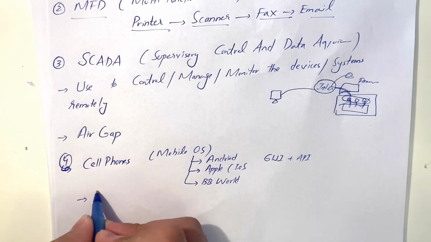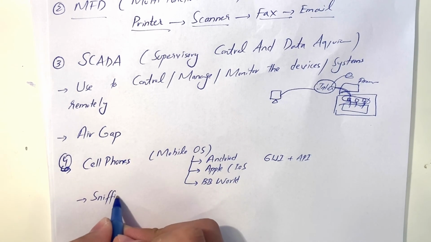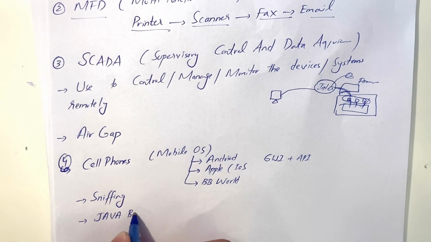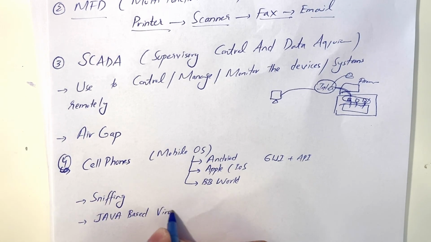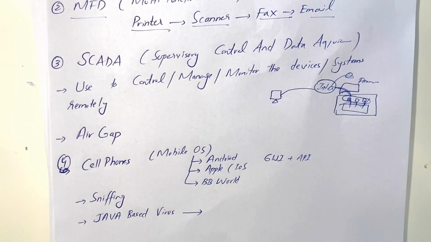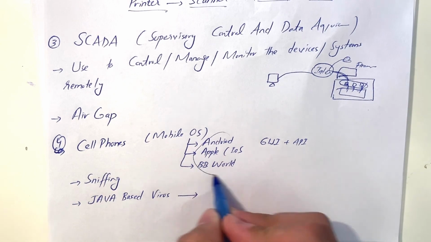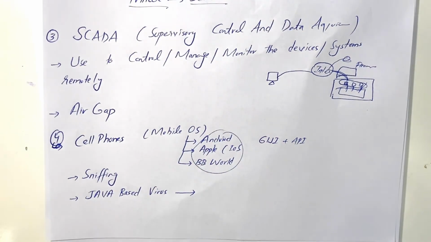The biggest problem of cell phones is sniffing, and the second problem is that nowadays attackers have started creating some Java based viruses and malware, Java programming based viruses, which can target these mobile operating systems.